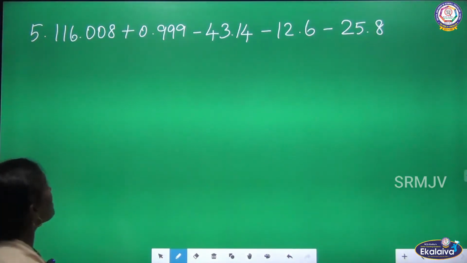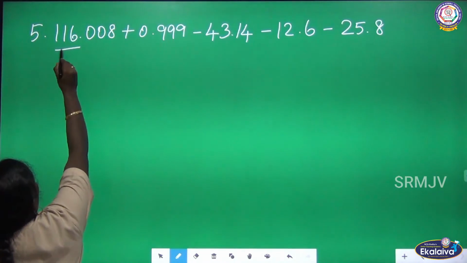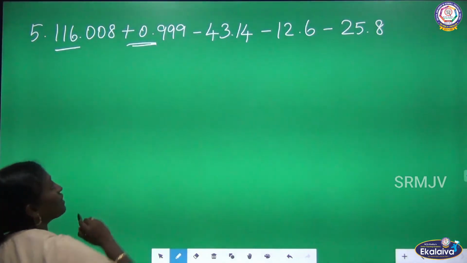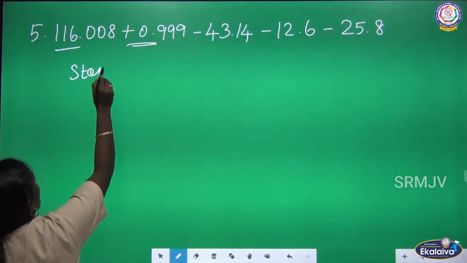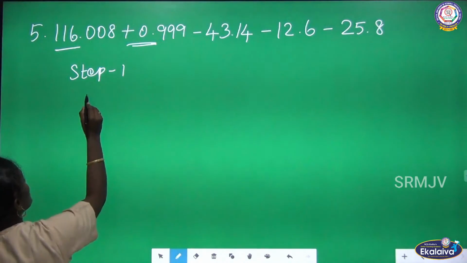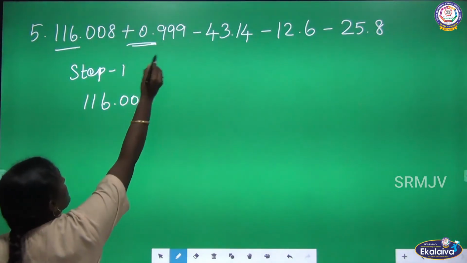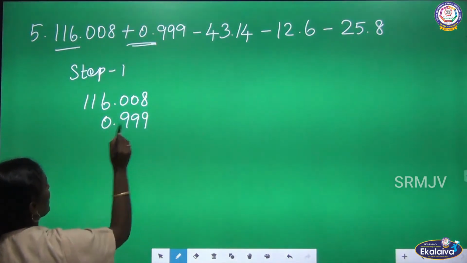Then the last question. Here also we are having 5 numbers. So we have to add the first number and the number which has plus symbol in the step 1. Step 1, first number is 116.008. The second number is 0.999.